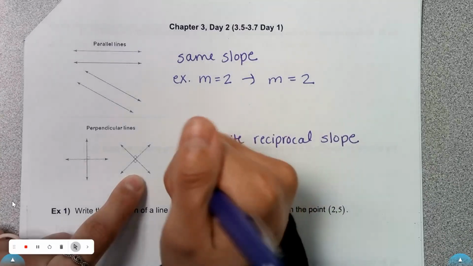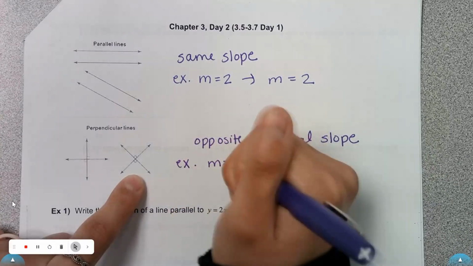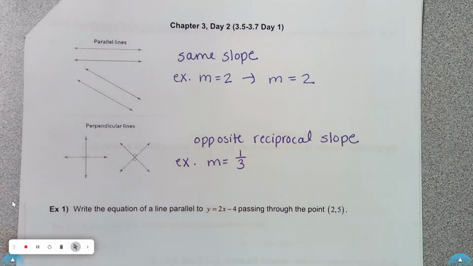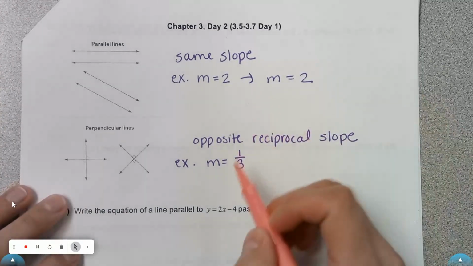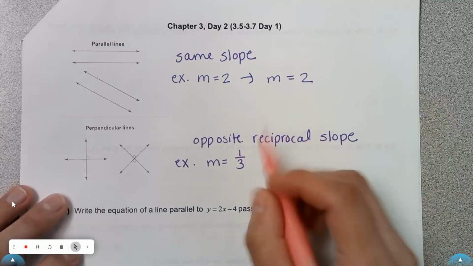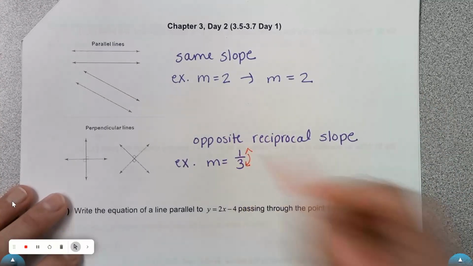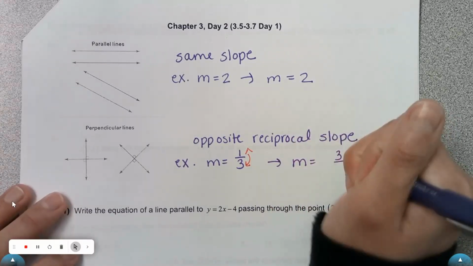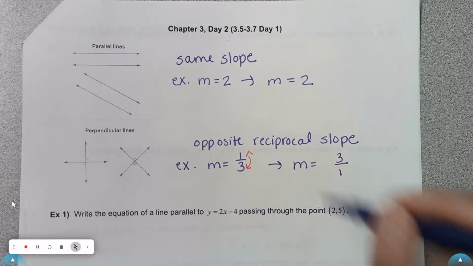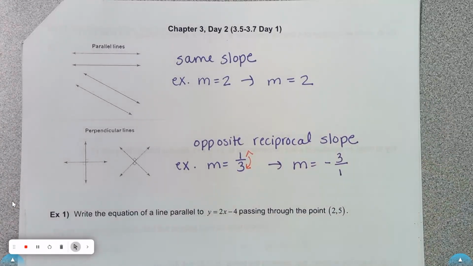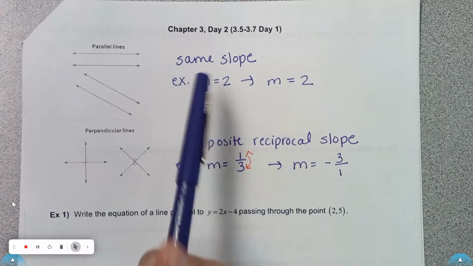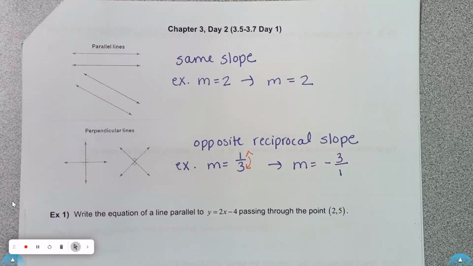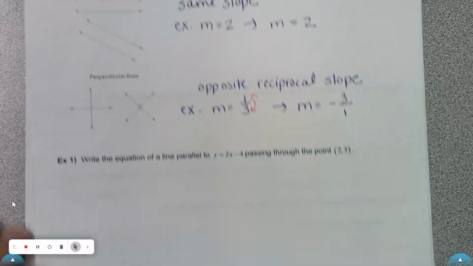Okay, so let's say, for example, your slope is 1/3. Opposite means it goes from a positive to a negative. Reciprocal means that you literally switch the top and the bottom. So when I flip them, I get 3/1. The opposite of a positive is a negative. So this becomes negative 3/1. And so if they're perpendicular, you flip and you switch. And if they're parallel, they're the same. Okay, so we're going to keep that logic going as we do the problems.